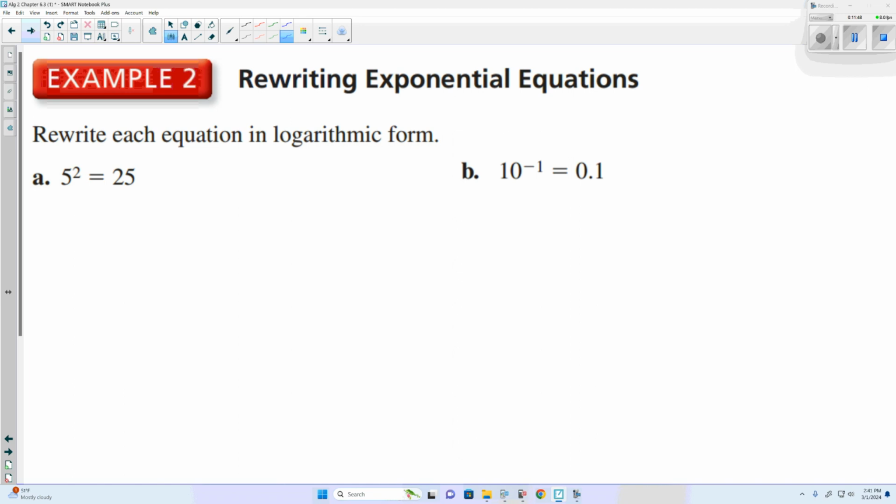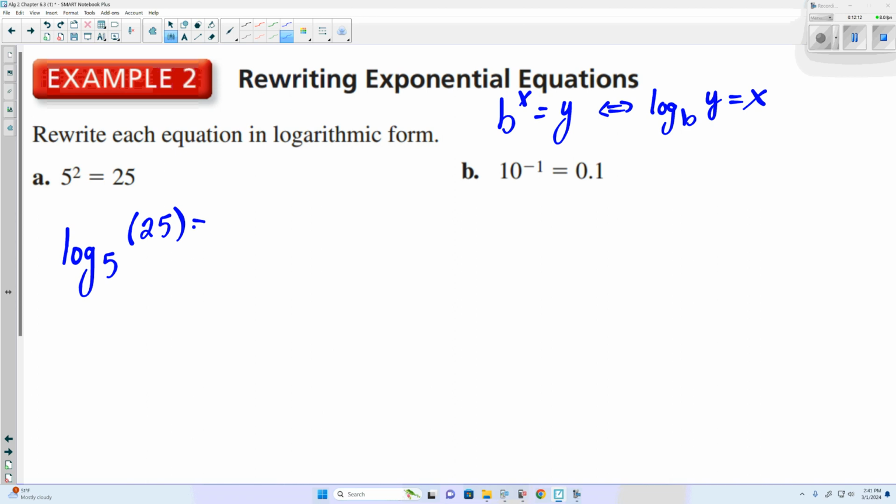Now they've given us exponential. We're going back to logarithmic. So b to the x equals y, if and only if log base b of y is equal to x. So log base 5 of 25 is equal to 2. I have a tendency to do that. For this here, we don't need it. We do it to separate it. We do need the 5 to kind of be dropped down, lowered.